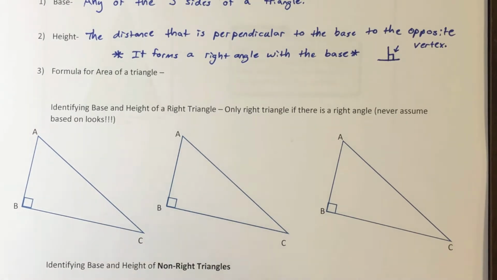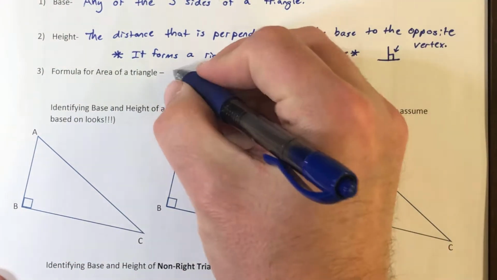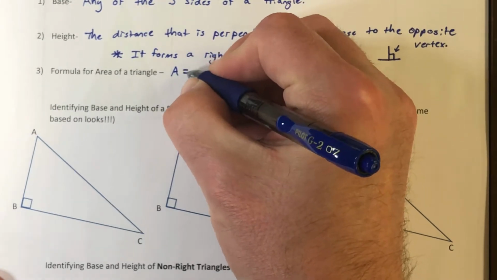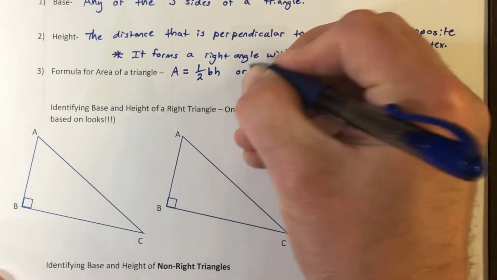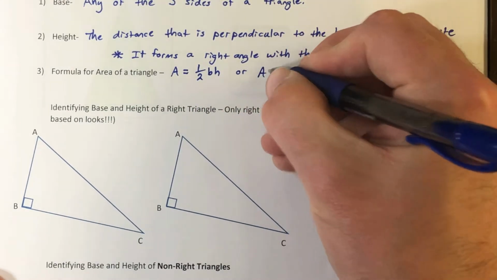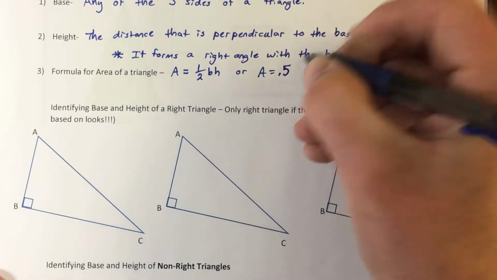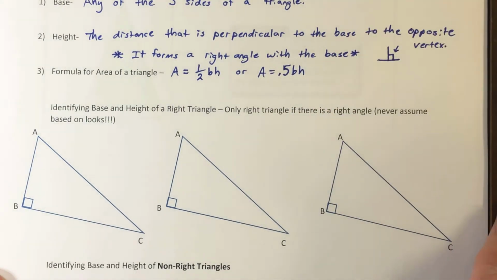All right, next, the formula for area of a triangle. There's a few different variations. The one I like is A equals 1/2 BH. You could also use a decimal instead of a fraction, so you could use A equals 0.5 BH. You could also use A equals BH divided by 2. I don't particularly care for that one. However, it is a legitimate formula.